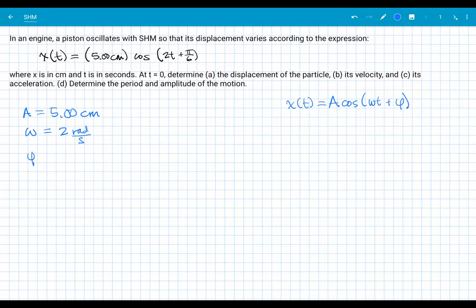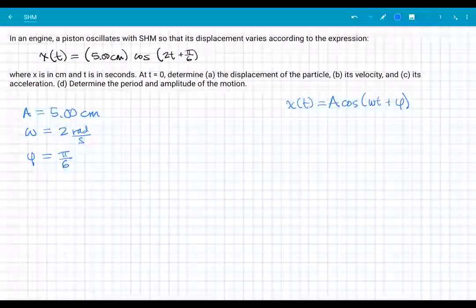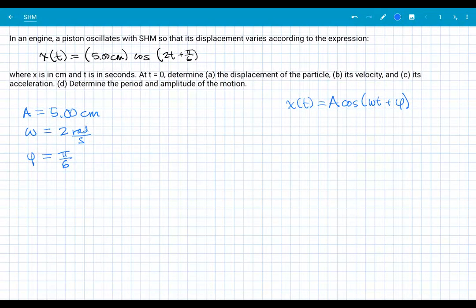And then my phase shift there is given as pi over 6. Good. And again, if any of this is like, what's the phase shift? What does that mean? Go back to the oscillatory functions review because that's all covered in that assignment. Okay, so here are the pertinent quantities that I can extract just from looking at my equation.